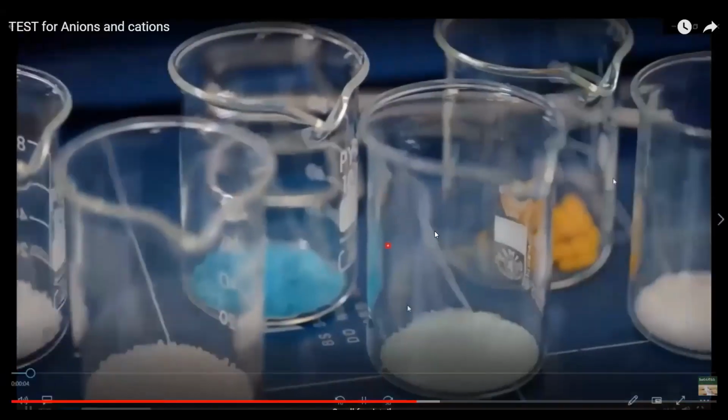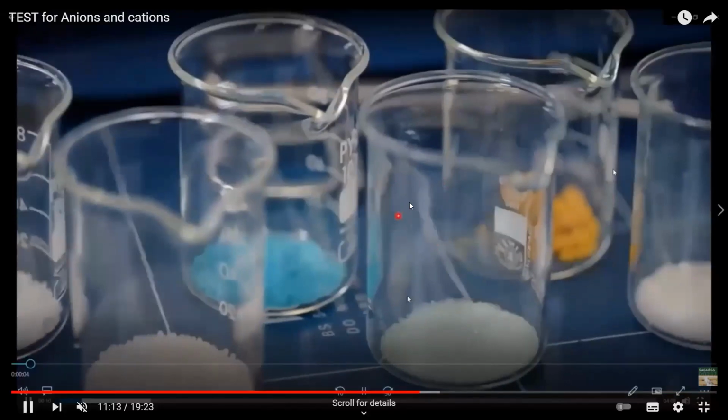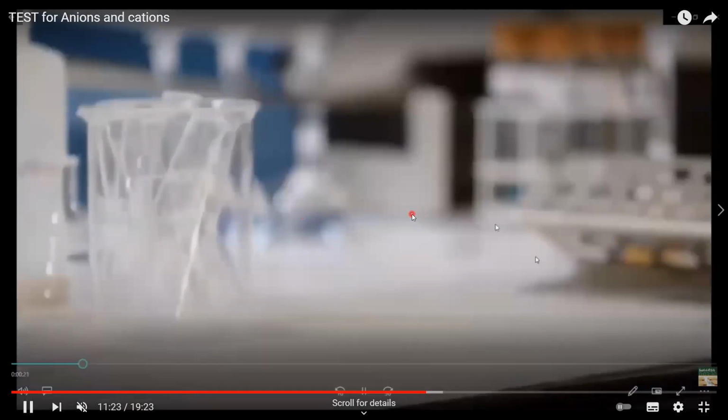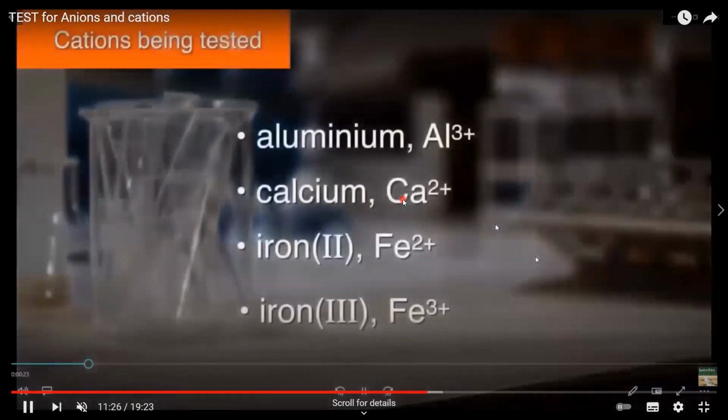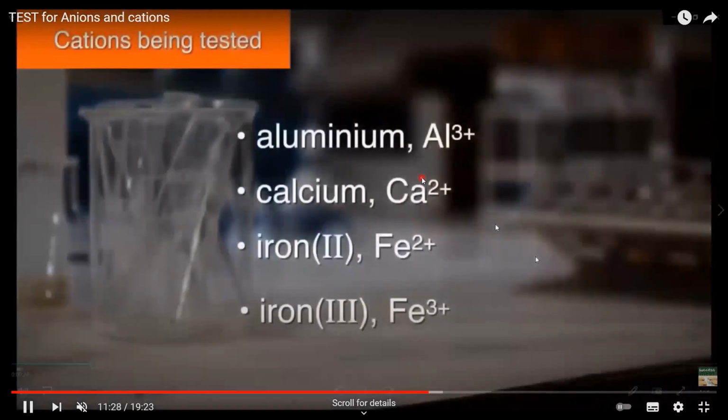For example, we have different salt solutions. When white colored salts are there, what does it show? It shows that group 1, group 2, or group 3 compounds are there, when the salts are white in color. But you can see some of the salts were colored. What does it show? It shows that transition elements are there, such as iron, copper, and chromium ions.